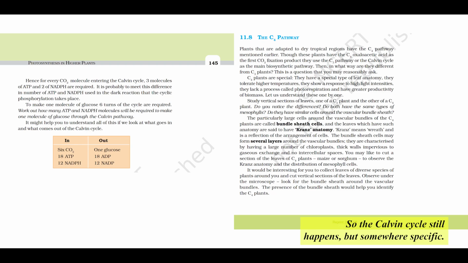So the Calvin cycle still happens, but somewhere specific. So what sets them apart? Why evolve this extra pathway? C4 plants are truly special and have several key distinguishing characteristics that give them significant advantages, particularly in those hot, dry climates. 1, they possess a unique leaf anatomy known as Kranz anatomy.